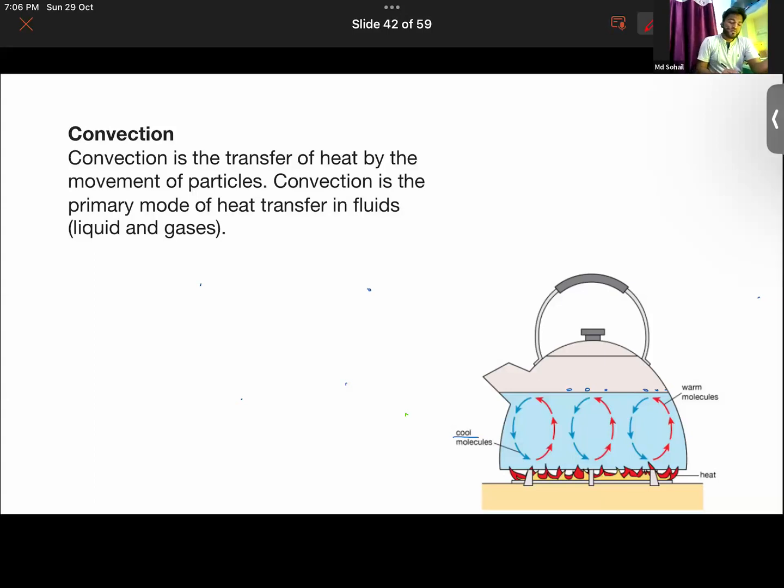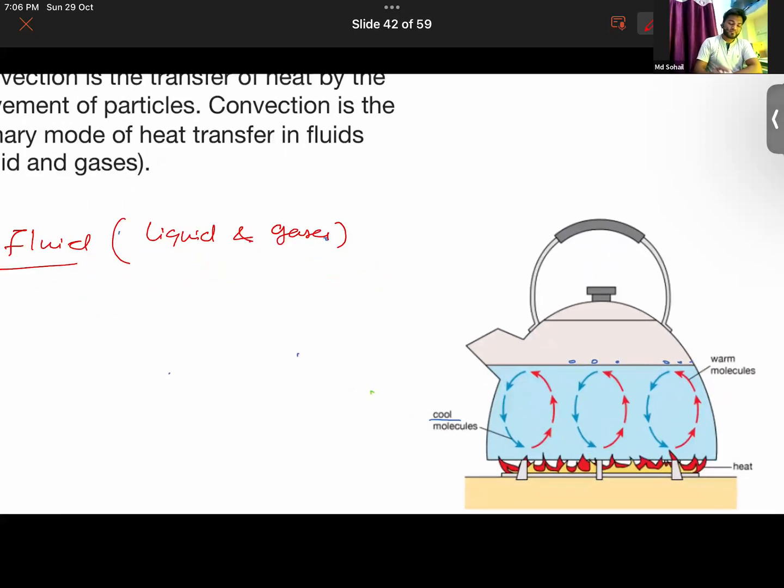We consider any fluid. Fluids are basically liquids and gases. We call them fluids, right? So in the case of convection, there will be transfer of heat from the hotter part of a fluid to the colder part of the fluid. Consider the example of water being boiled in this kettle. So what do we observe over here? Look over here.